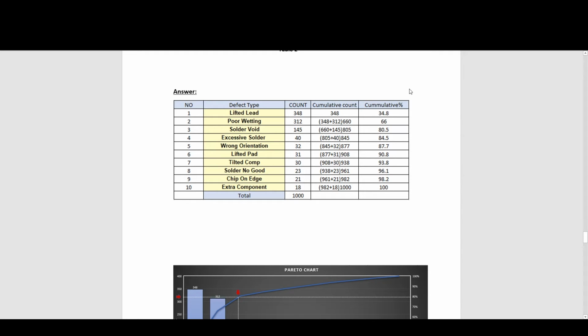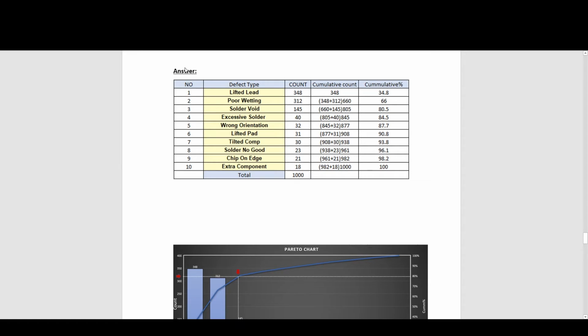After that, we're going to calculate the cumulative percent. So the way to calculate cumulative percent is that we're going to take the cumulative count and then divide by 1,000, which is the total count of all the defects, and then multiply by 100%, then we're going to get all these answers and then calculate all the way down.